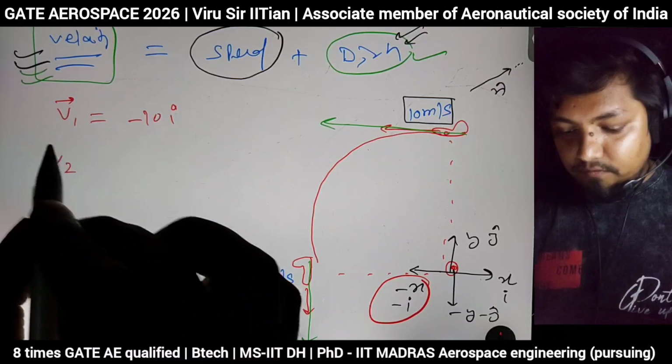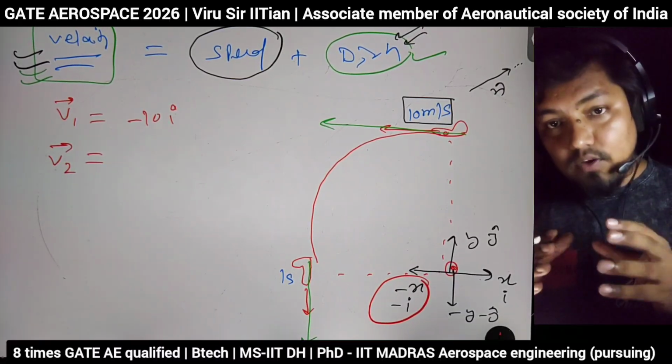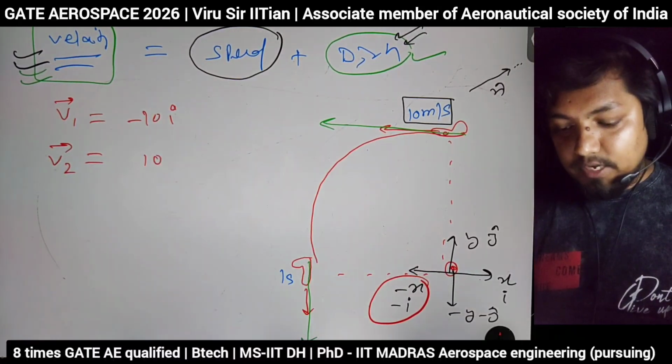Then you go for final velocity. Again, what was your speed? Speed was 10. You can see here.